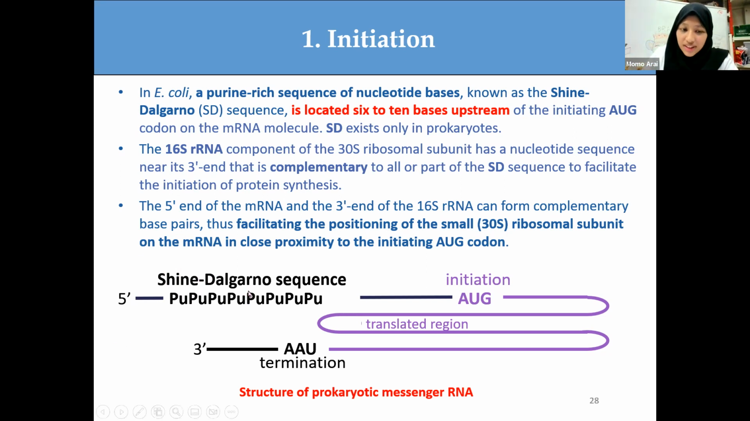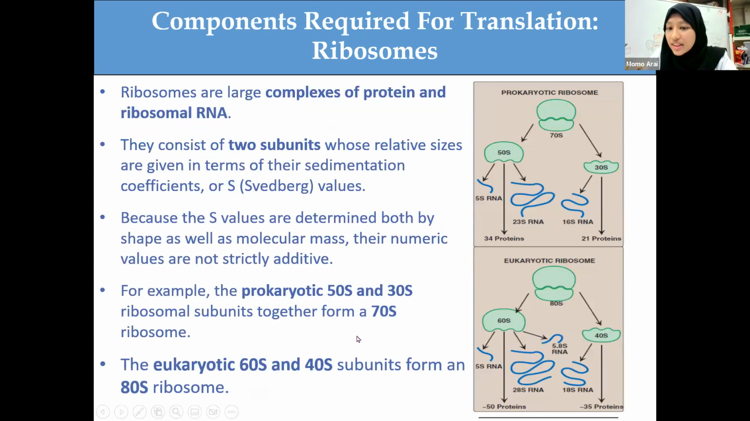So this sequence helps the whole mRNA bind to the 30S subunit. Because we're focusing on prokaryotes, it binds to a 16S RNA on the 30S subunit. Is that clear? Yes. Okay, so that's the whole point.